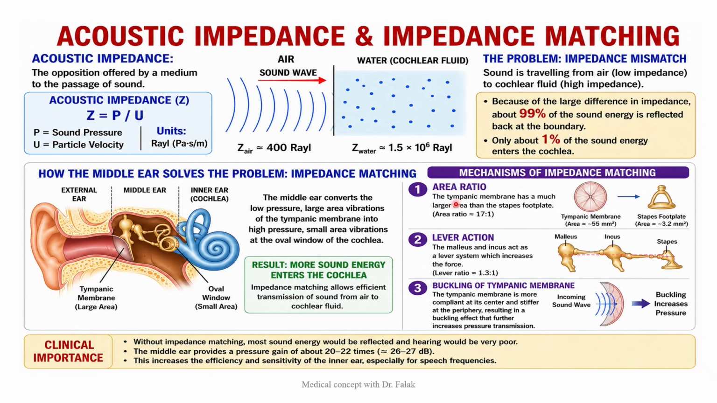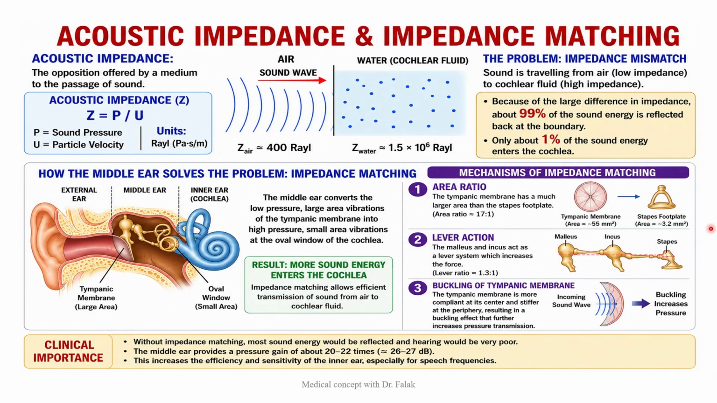The problem is solved by means of impedance matching. And what is impedance matching? Impedance matching is when the middle ear converts the low pressure, large area vibrations of the tympanic membrane into high pressure, small area vibrations at the oval window of the cochlea. So it will lead to more sound energy entering into the cochlea. Thus, impedance matching allows efficient transmission of sound from the ear to the cochlear fluid.